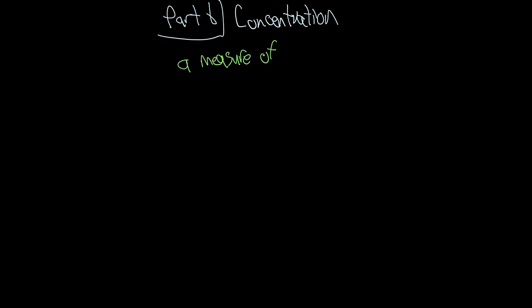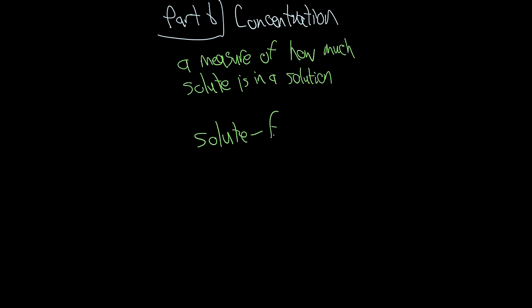Hello ladies and gentlemen, this is Alvin here, and today we'll be working on part B, which is a concentration problem. By definition, we know that concentration is a measure of how much solute is in a solution. In this problem specifically, our solute, which is the substance being dissolved, is fructose. Our solution, or substance that is doing the dissolving, is Gatorade. First off, let's see what information we are given. The problem gives us 14 grams of fructose.